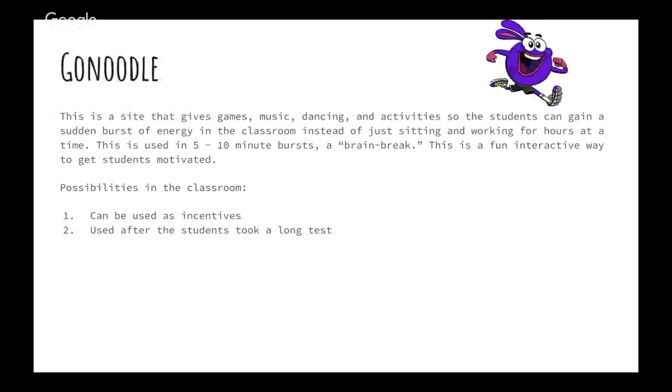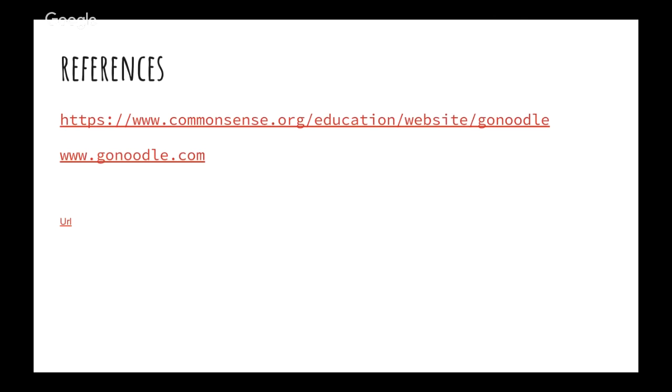GoNoodle is a site that gives games, music, dancing, and activities so students can gain a sudden burst of energy in the classroom instead of just sitting and working for hours at a time. This is used in 10 to 15-minute bursts. It's known as a brain break. This is a fun, interactive way to get students motivated. In the classroom, this can be used as incentives, and used after the students take a long test as well. This is at gonoodle.com.